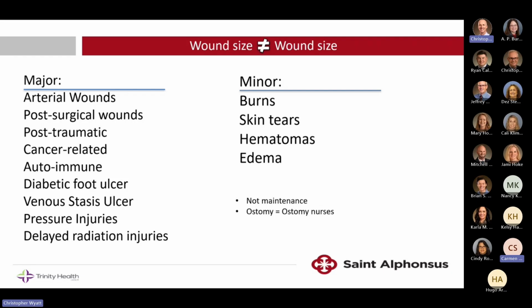So what don't we take care of? We don't take care of maintenance, standard post-op care. That's part of the surgical package. If there are complications, that's different. And then also ostomies. From a wound standpoint, we don't do the ostomies. The ostomy nurses are in our clinic. So if it's just an ostomy question, that's who we send them to.